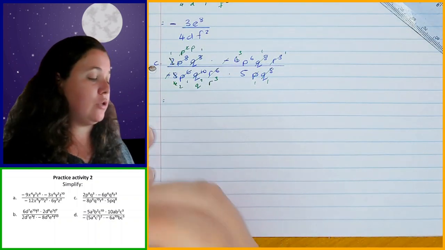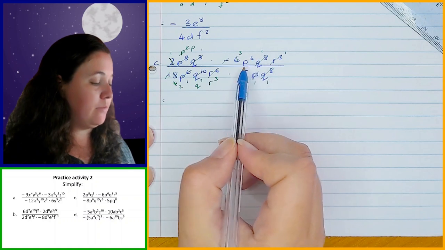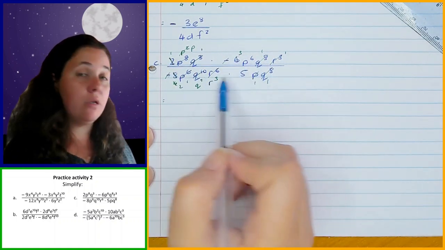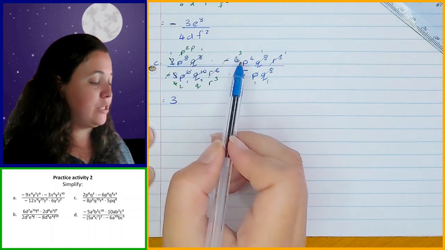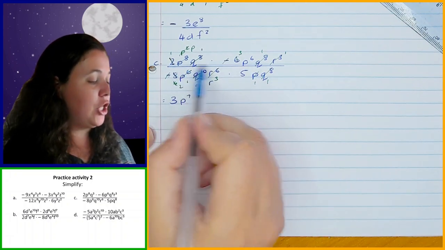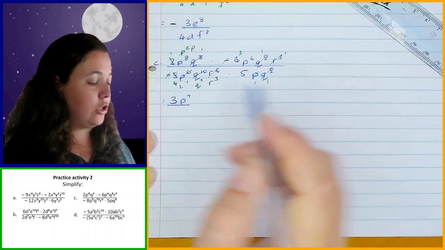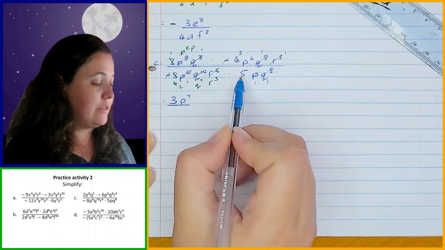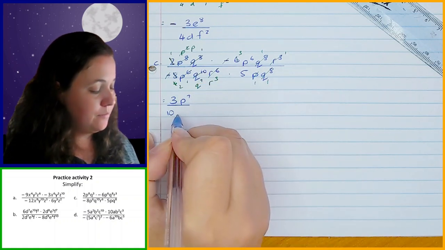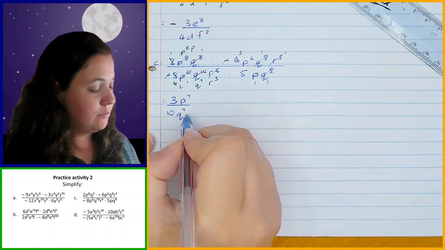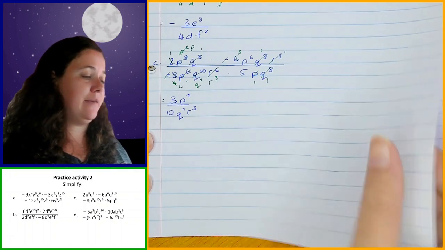So my negatives cancelled, so it's positive. And then I have over here 1 times p times 1 times 3 times p to the power of 6 times 1 times 1. So my coefficient is going to be 3. And then I go on to my variables, and I've got p times p to the power of 6 is p to the power of 7. And the q and the r all cancelled in the numerator. In my denominator, I've got a 2 over here times a 5, which gives me 10. And then I have q to the power of 7 and r cubed. So that's what you should have got for question C. And then the last question, question D.